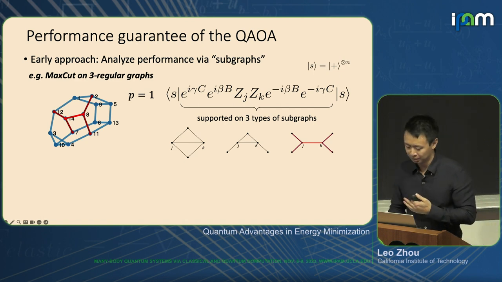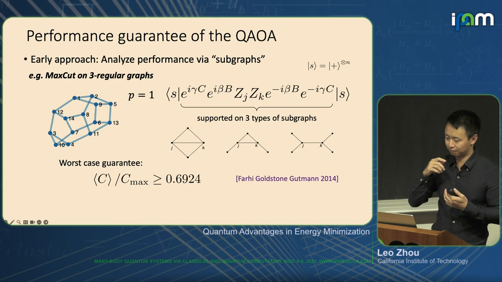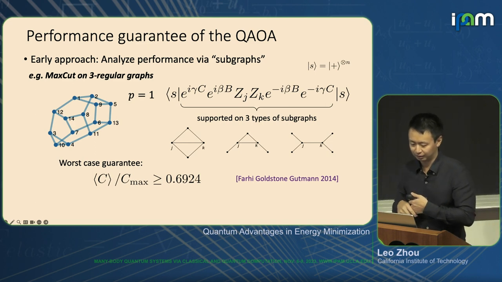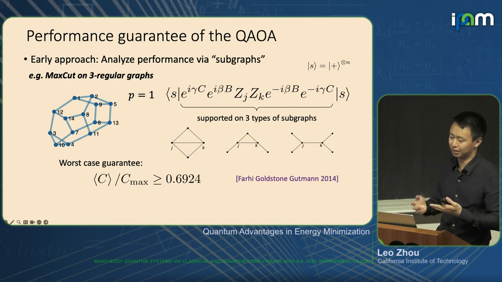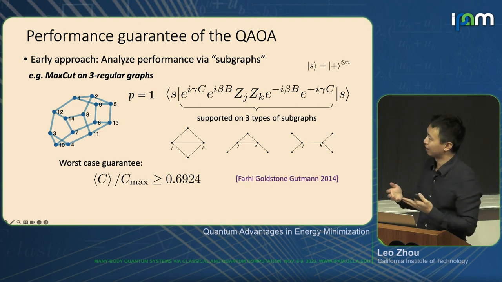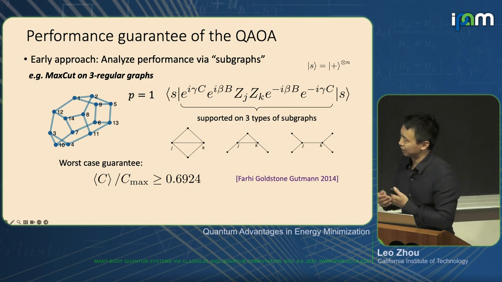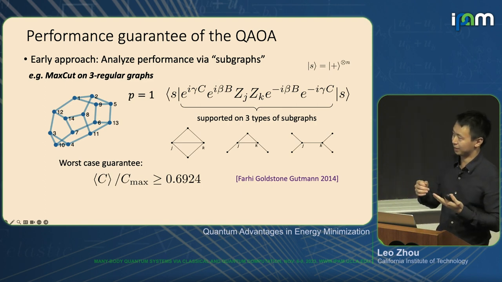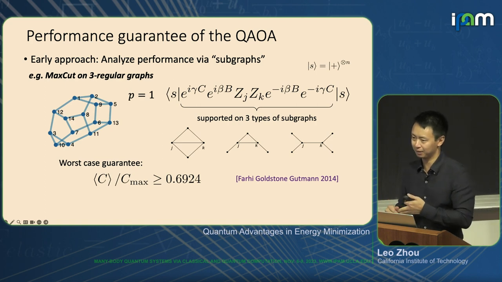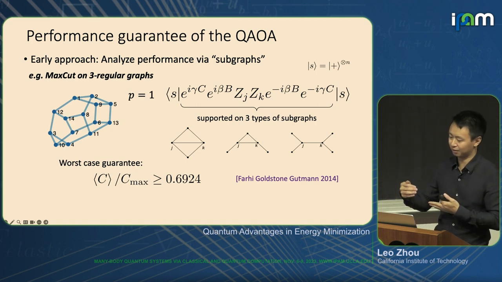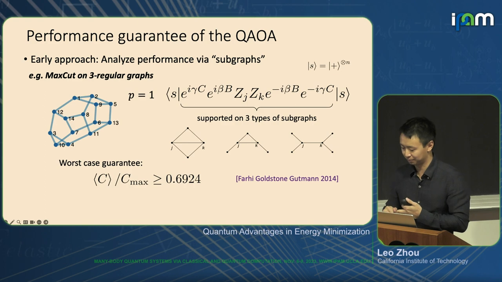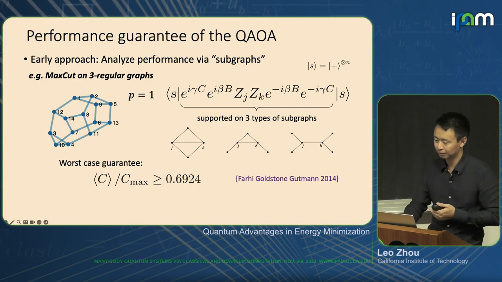And this is what allowed Farhi, Goldstone, and Gutmann to prove that in the worst case, you can get a worst case guarantee of getting a cut that's at least 0.6924 times the maximum cut, and that beats random guessing, but not the state of the art classical algorithm, semi-definite programming.